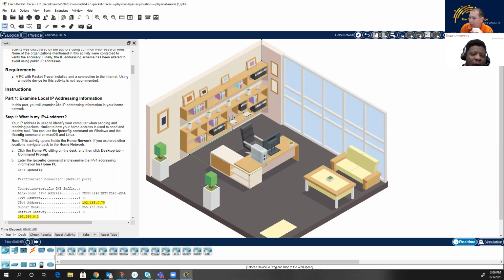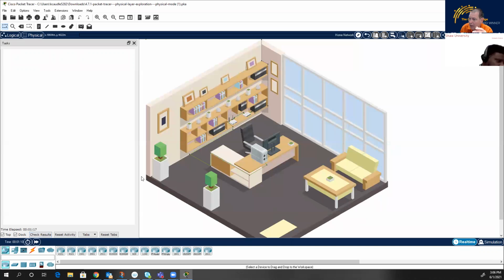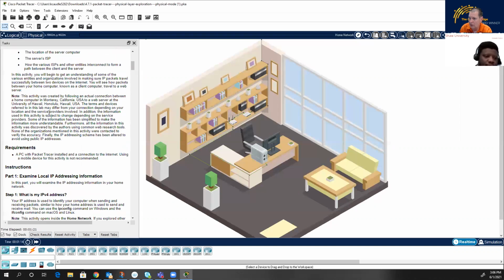It is designed to be a look and see packet tracer. We can do a check results on it, but there's really not a whole lot there, because it just tells you that you completed the activity when we haven't done anything. And that's because this particular packet tracer is a look and see packet tracer.